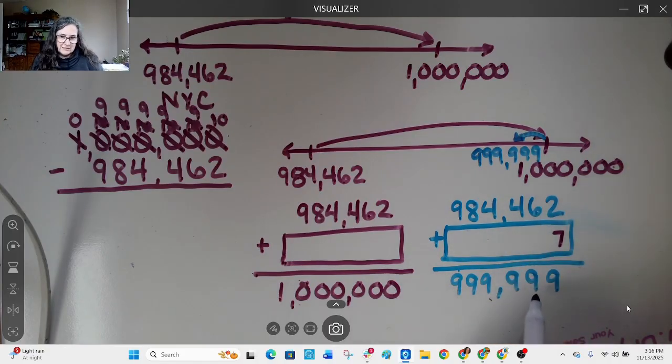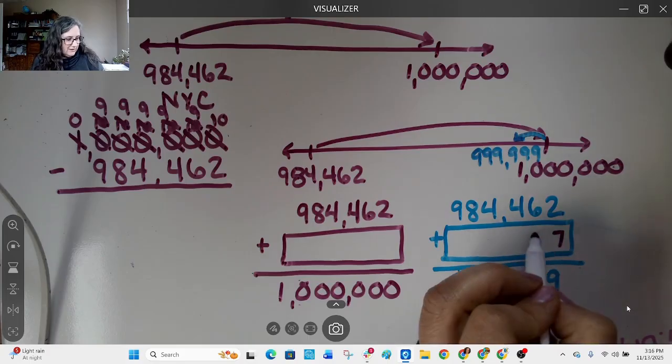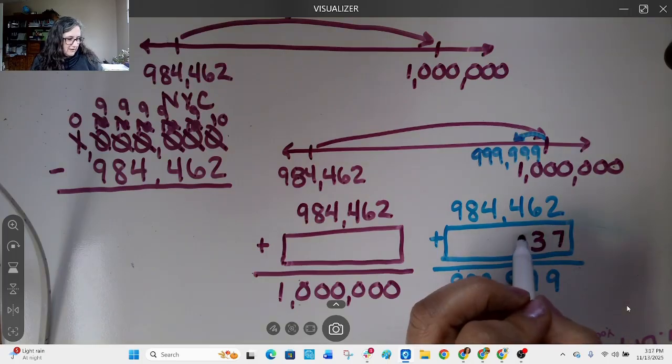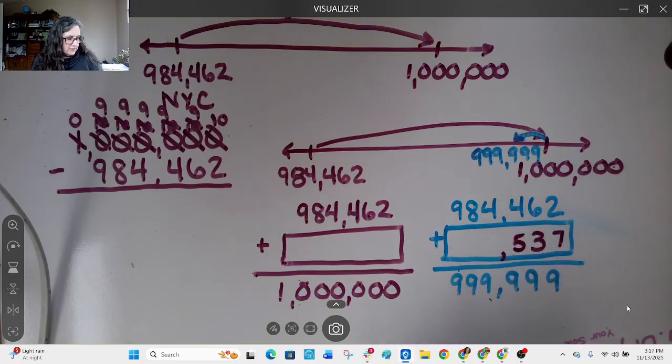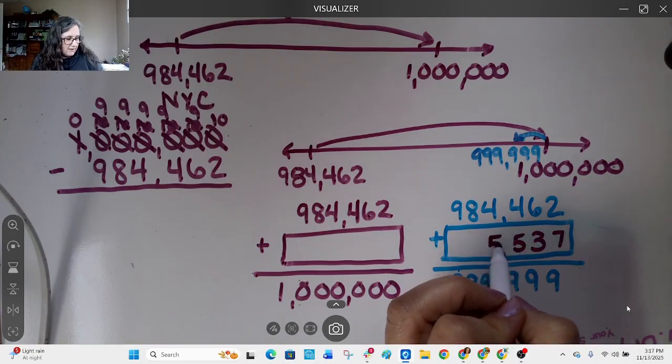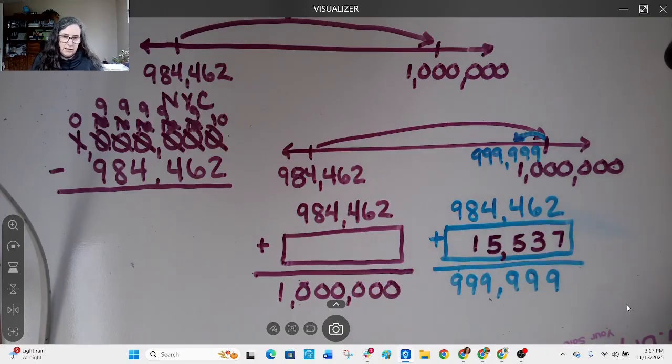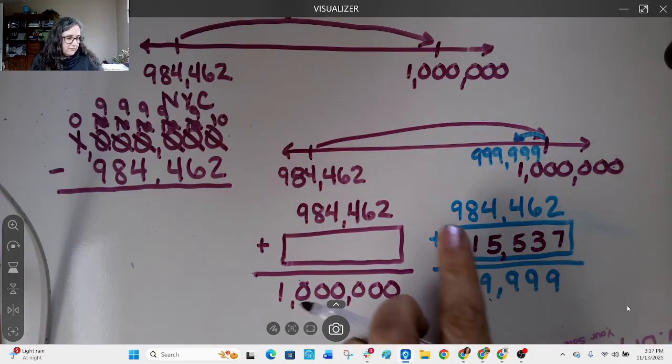6 tens plus how many tens gives me 9 tens, that would be 3 tens, 4 hundreds plus how many hundreds gives me 9 hundreds, that would be 5 hundreds, 4 thousands plus what number gives me 9 thousands, that would be 5 thousands, and 8 ten thousands plus what number gives me 9 ten thousands, and that would be 1 ten thousand.